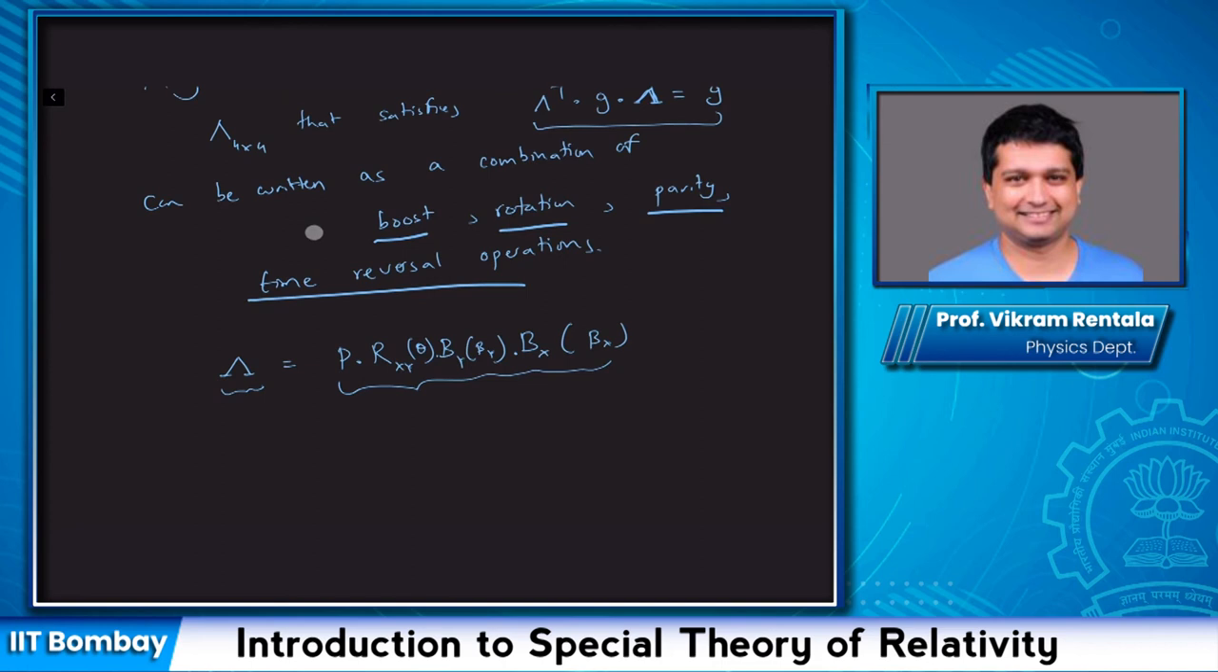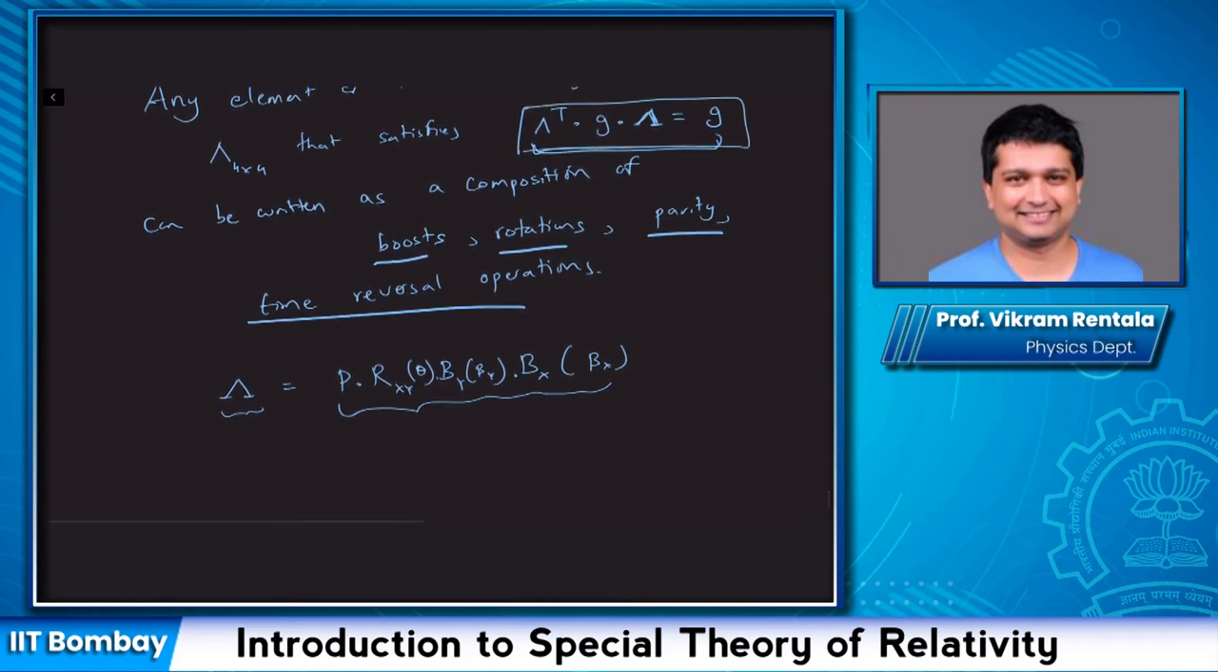Probably the correct statement here is that it can be written as a combination of, not either, but boosts, rotations, the parity operation, and the time reversal operation, by a composition of these basic operations. Okay.